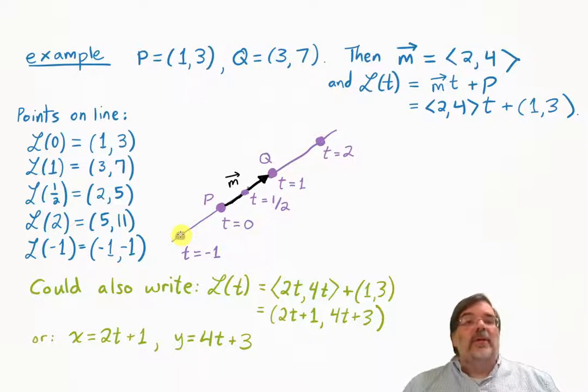And that's all there is to it. That's how you calculate the parametric form of the equation of a line. Parametric vector form. It uses vectors, which are pretty useful.